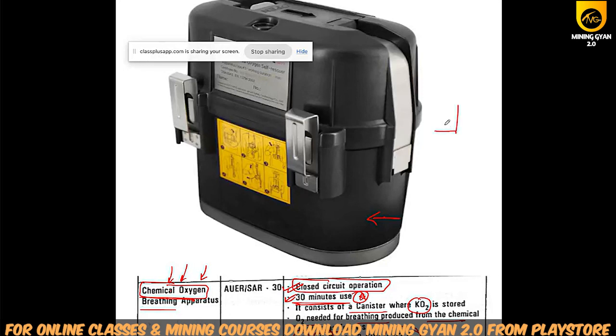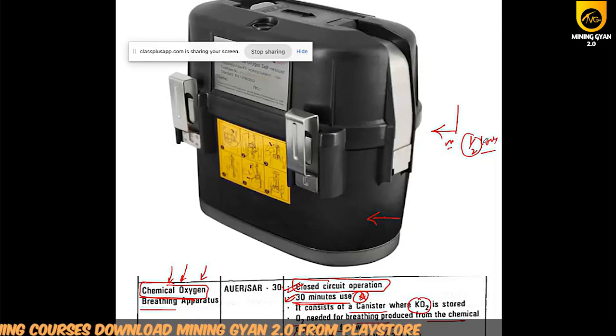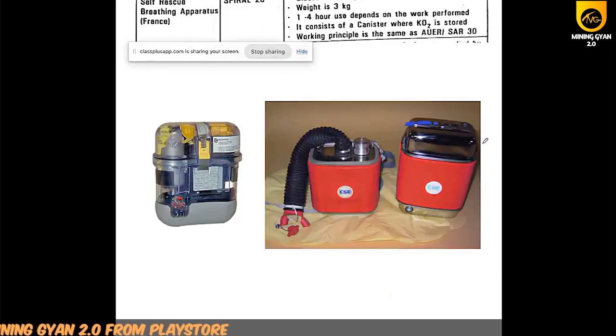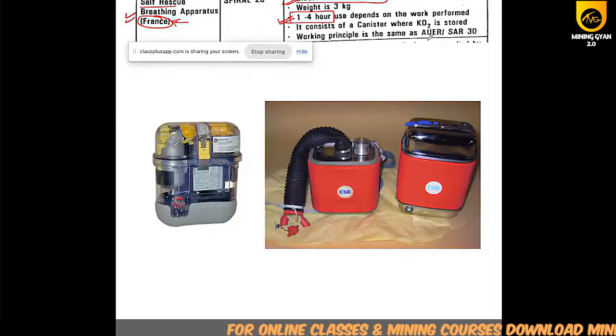So for a small or half-hour requirement, if you want an apparatus for your safety, you can take the chemical oxygen breathing apparatus. But if your mine is very deep, then you need a big capacity apparatus. Another is the self rescue breathing apparatus. It is made in France. It is also closed circuit operation, and you can use it for up to 1 to 4 hours. Use depends on the work performance.